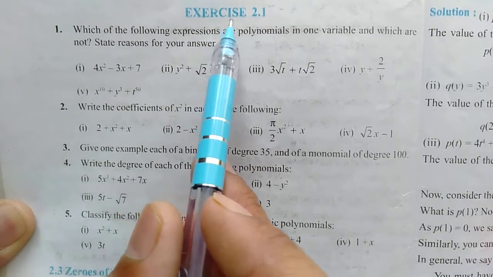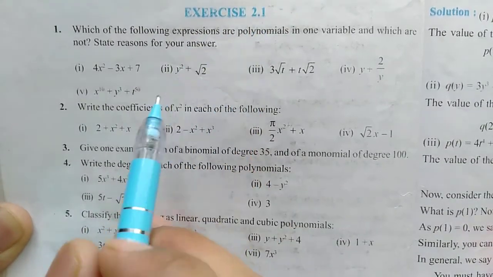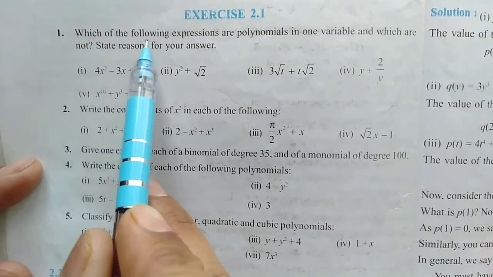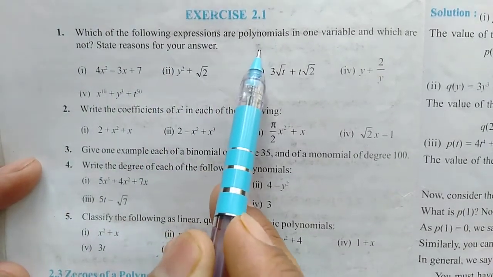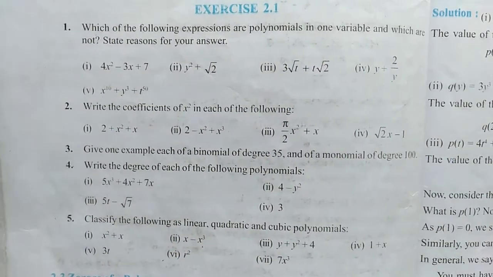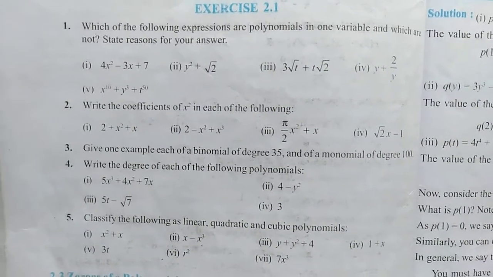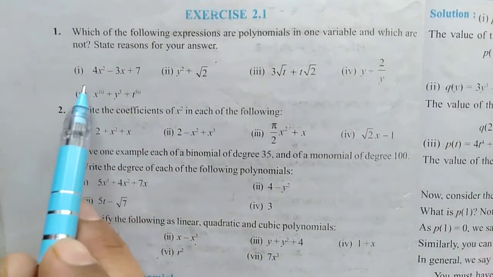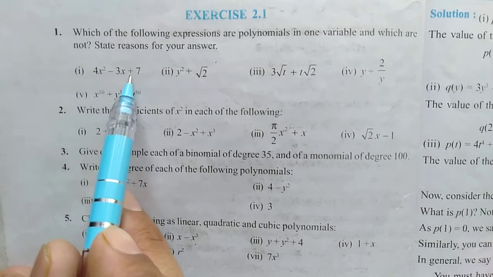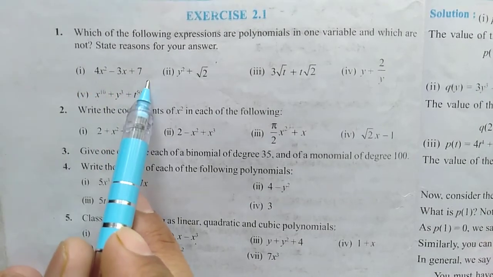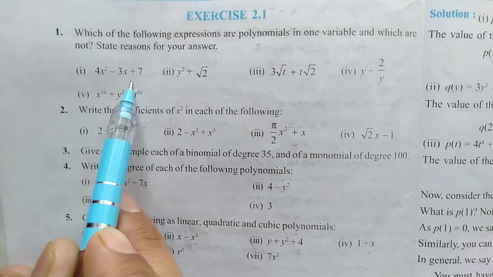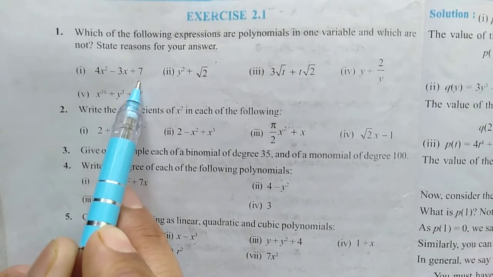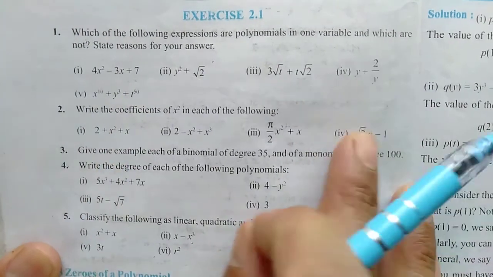This is your exercise number 2.1 of your NCERT book. In this one, see, the first question is: which of the following expressions are polynomials in one variable and which are not? State reason for your answer. Now see first one, 4x square minus 3x plus 1. Is this a polynomial or not? Yes, this is a polynomial. Listen to it carefully. Orally I am telling, and by listening only you will write. Try to write along, otherwise write later.